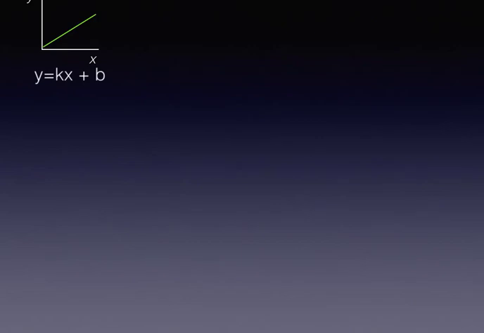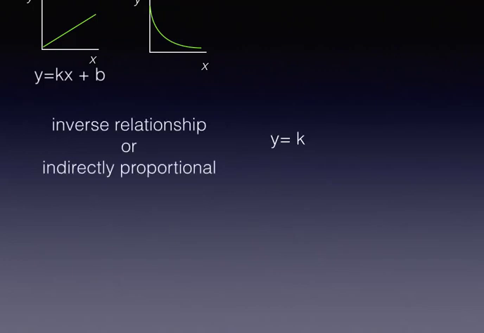The second common relationship that we often see looks like this when you plot the scatter point. Here, as the independent variable gets bigger, the dependent variable gets smaller, and it results in this downward curve. This type of relationship is called an inverse relationship, or we just say that the variables are indirectly proportional. The generic equation for any inverse relationship is y = k/x.